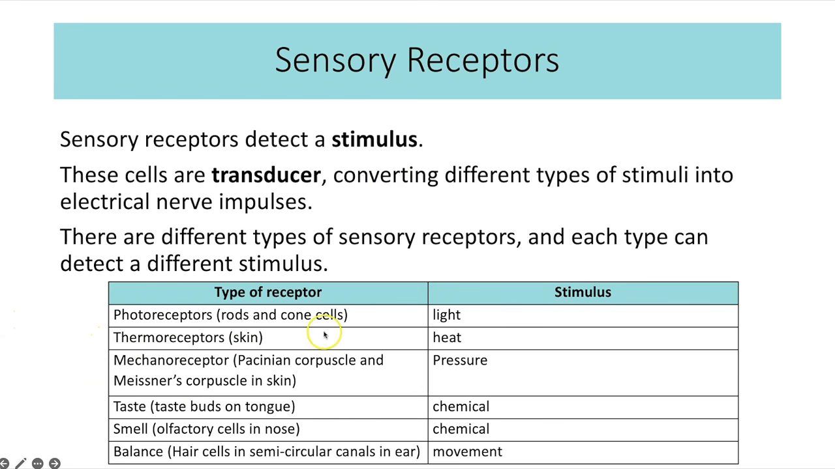So photoreceptors, photo meaning light, they detect light, and that would be your rod and cone cells in the retina of the eye. Thermoreceptors, thermo means temperature, so they can detect changes in temperature or heat energy. Mechanoreceptors, so the Pacinian corpuscle and the sinus corpuscle as well, detect pressure. Taste, smell and balance as well. So taste and smell are chemical, balance is movement.